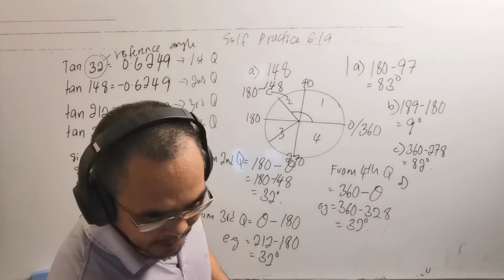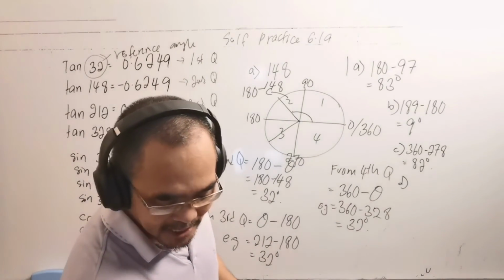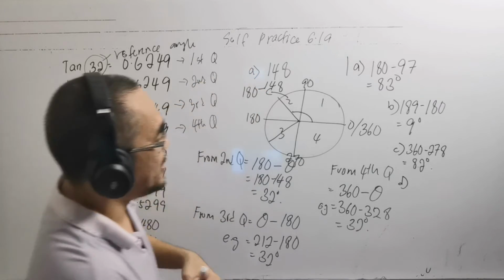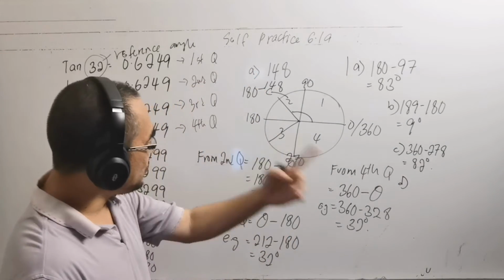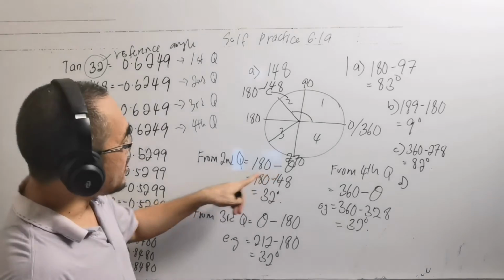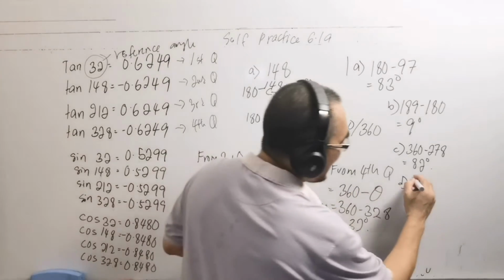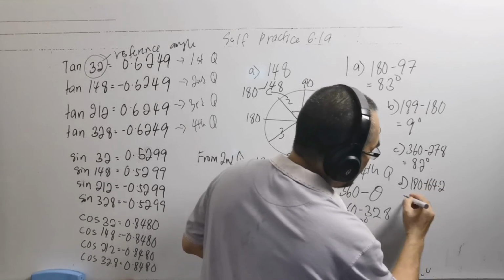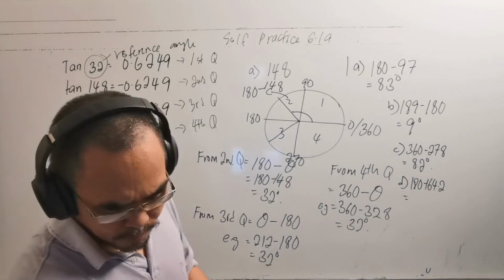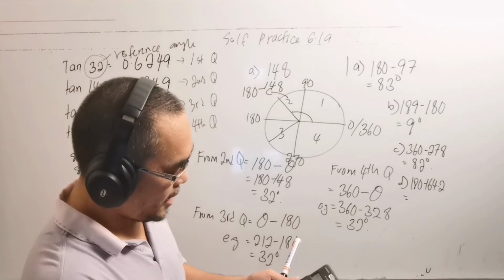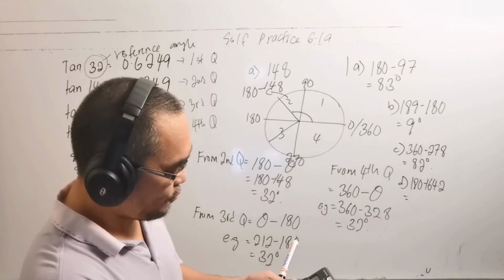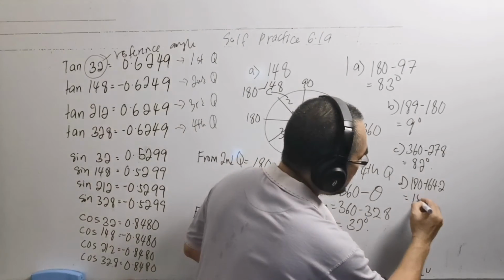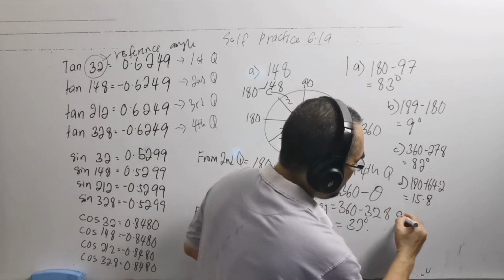So D is 164.2. 164.2 is in the second quadrant. In the second quadrant, to relate back to the first quadrant, it will be 180 minus the angle. 180 minus 164.2, that is 15.8.